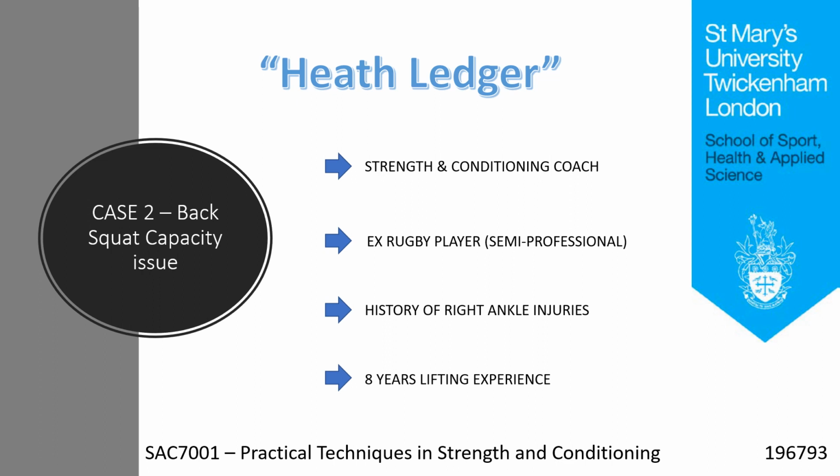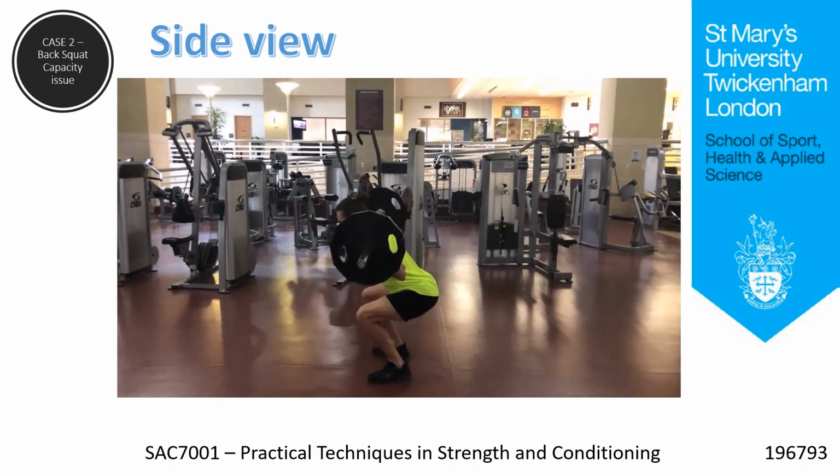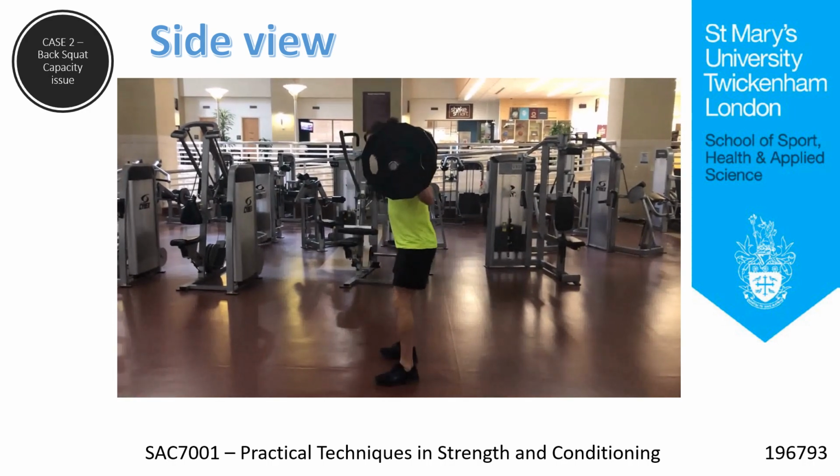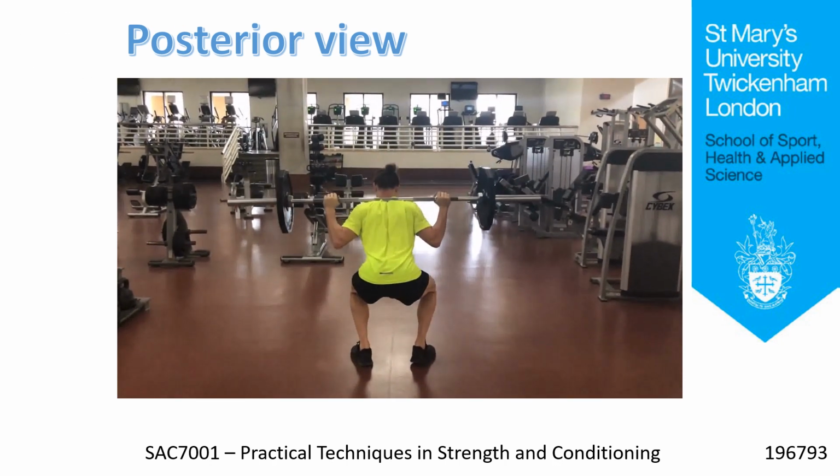The second case is Heath Ledger. He's a strength and conditioning coach, an ex-rugby player with a history of right ankle injuries and 8 years of lifting experience. In this slide we have a side view of his back squat, and here we have a posterior view of the same squat.